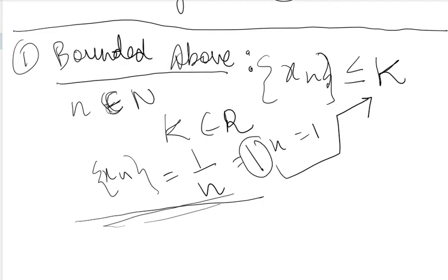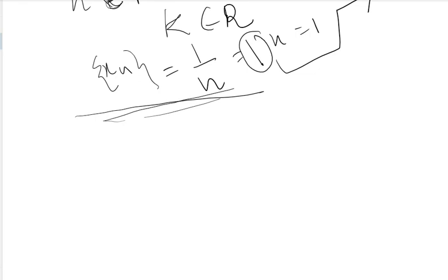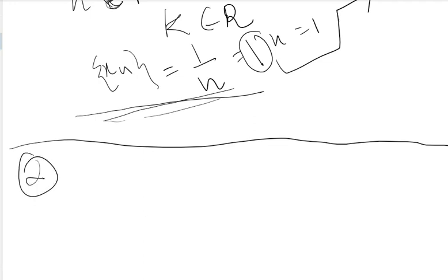Now we will also have to understand, if a sequence is bounded above, then a sequence definitely has to be bounded below. There has to be a point where the sequence will be bounded below. So the second one will be bounded below. So the next part would be the bounded below.